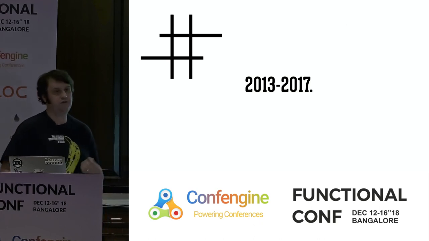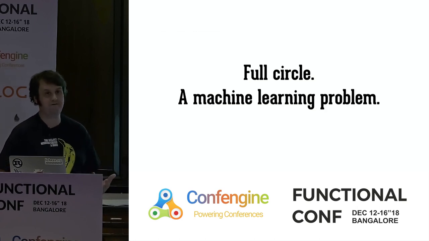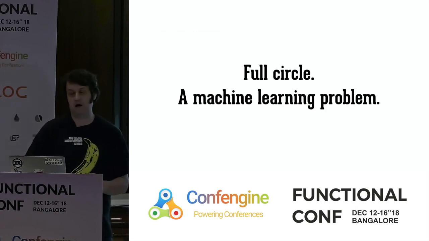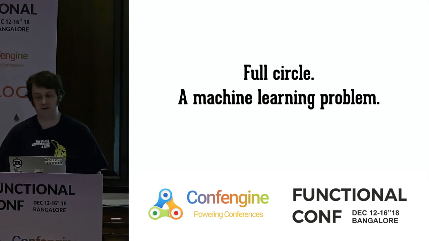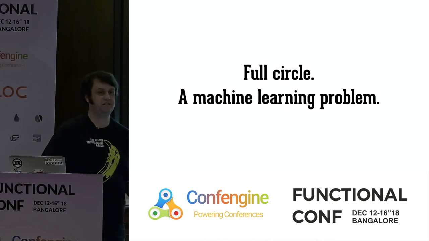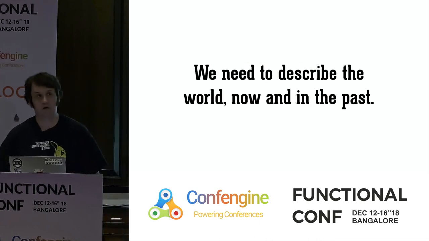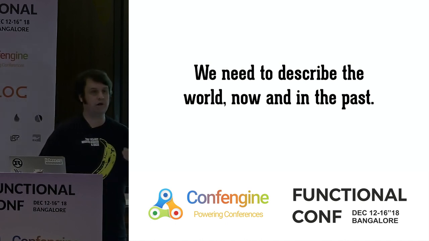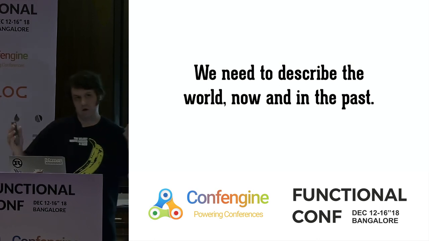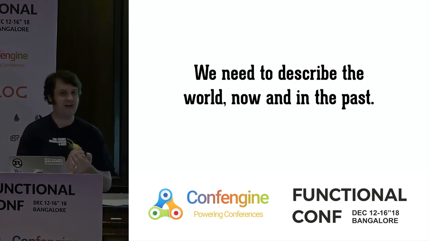Another example of where I've used fact-based systems is machine learning problems. I spent about 5 years building a very large software as a service machine learning system. And how we build machine learning systems is that we have to describe now and the past. So most supervised machine learning problems work by recording lots of examples. As with most machine learning, we use the smartest minds in our world to sell ads to people.